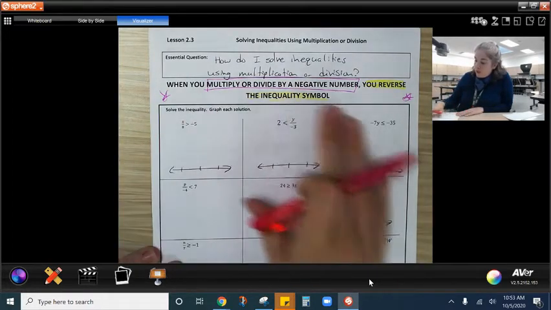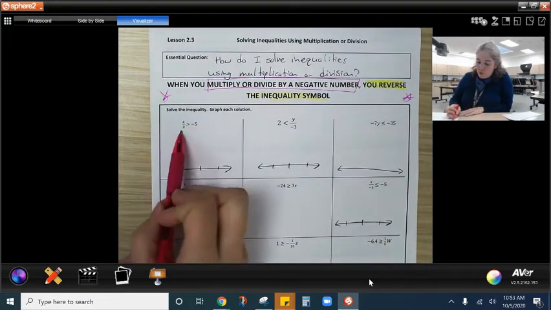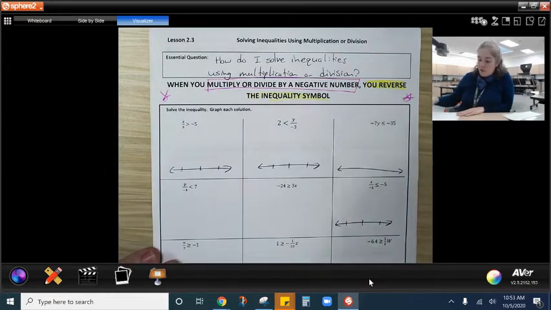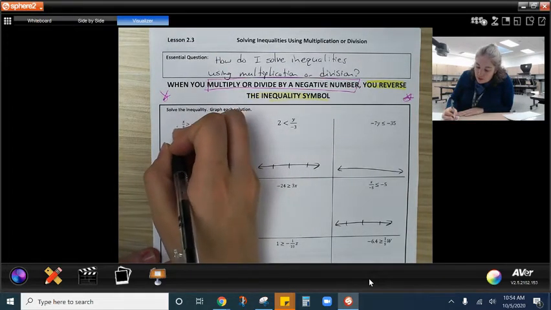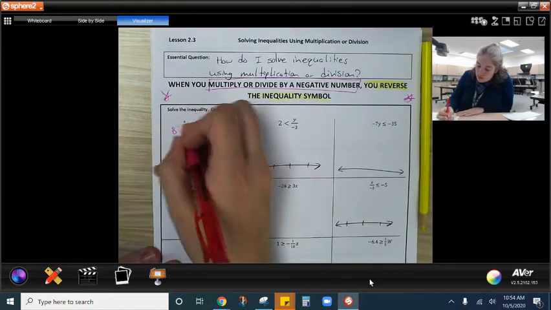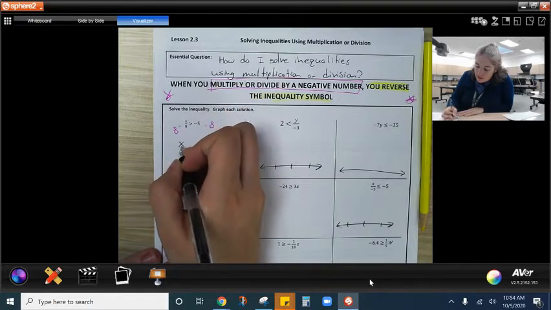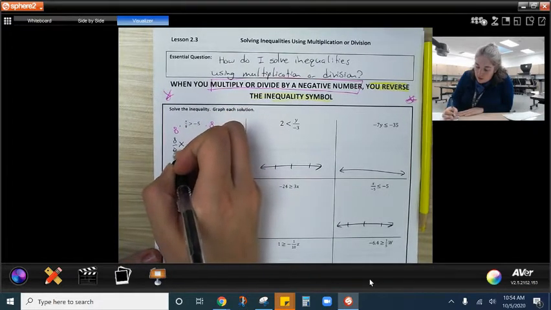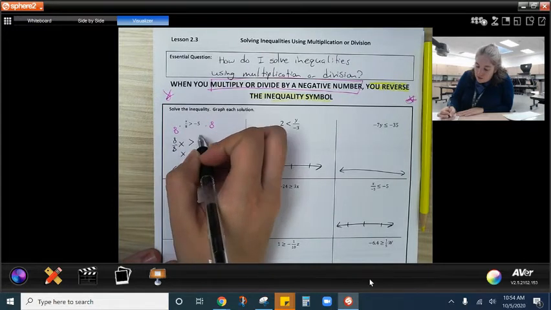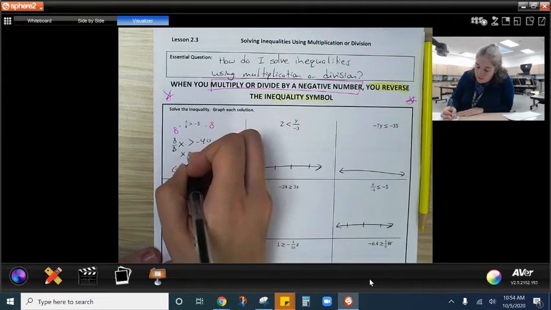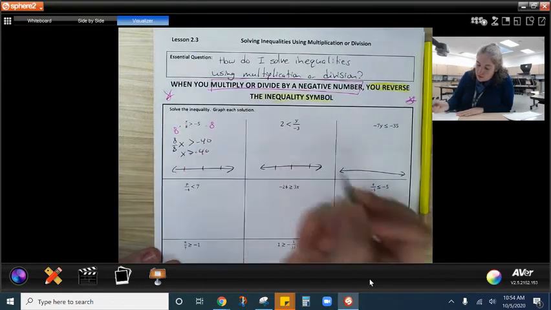So here we have our first question. x divided by 8 is greater than negative 5. We want to get x by itself. Well, we are dividing by 8. What's the opposite of division? Multiply. So that means we need to multiply both sides by 8. So times it by 8, times it by 8. That means we have x, because 8 over 8 is 1. So we're left with x, and it's going to be greater than, well, negative 5 times 8 is negative 40. So x is greater than negative 40.